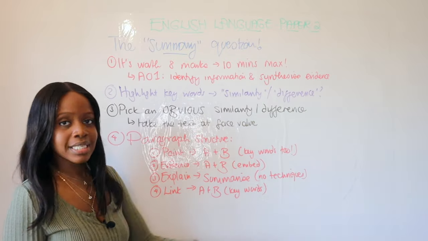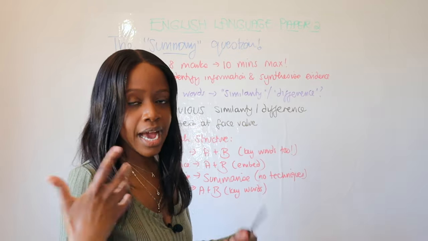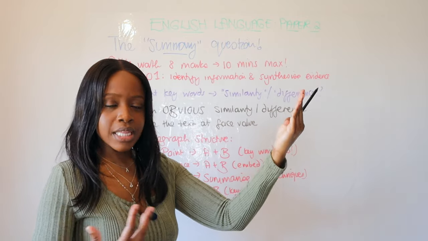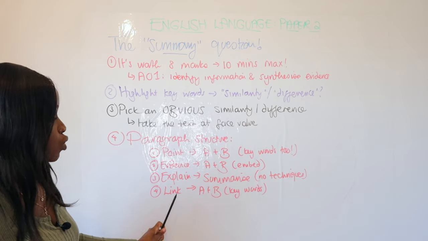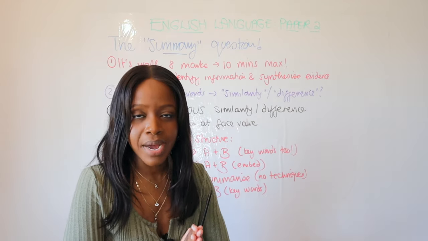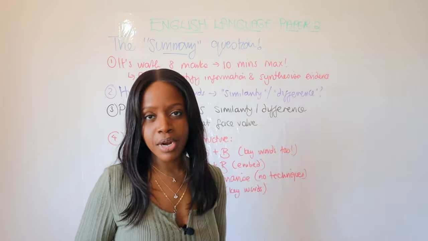So you say, whilst in source A we can see this, in source B, we can see that, if it's different, or in source A, we can see this. Similarly, in source B, we can see that. That's literally it for the explanation. And then of course, when you're finishing off your paragraph, you're linking it back to the question and the keywords to show the examiner that you know what you're talking about.